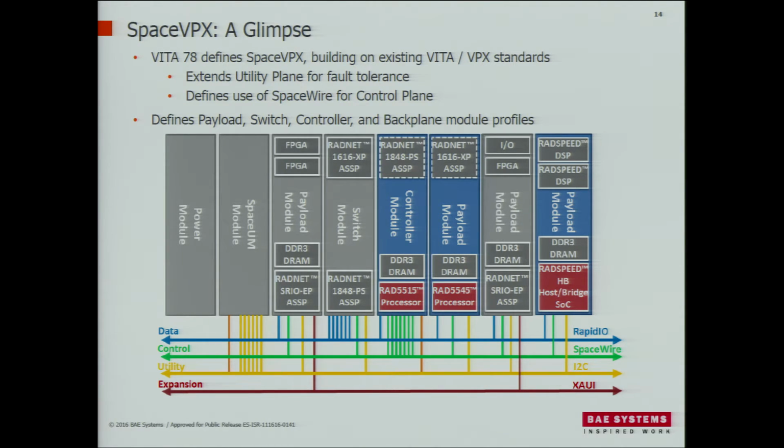I2C is used as a utility plane, so you can see this little module on the left is the utility manager. It can do health checking on the various modules in the system, potentially turn things off and on, that type of thing. And then there's room for expansion. There's expansion planes. In this diagram, it's marked as ZOWI. It could be ZOWI, it could be anything else. In fact, we have a RAD55xx Space VPX module now. In that particular design, it's parallel PCI that's brought out to the expansion plane.